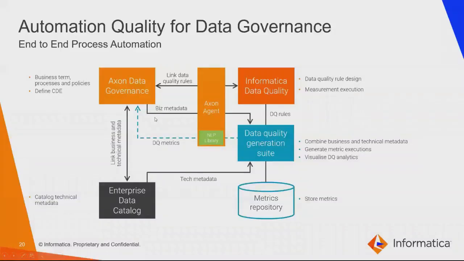There is an integration aspect of Axon, EDC, and data quality. EDC and Axon are connected through REST APIs for the exchange of metadata information, whereas Axon and IDQ is connected through an Axon agent, which also has a data quality generation source, which is useful for generating the metrics and visualizing data quality analytics. It stores the metrics into the metrics repository over here.